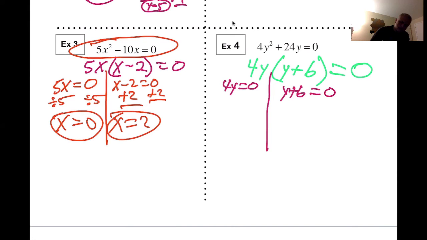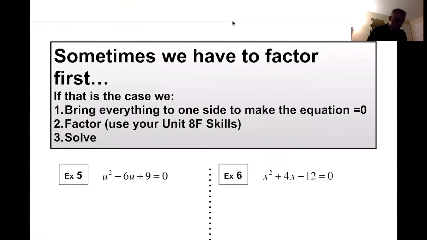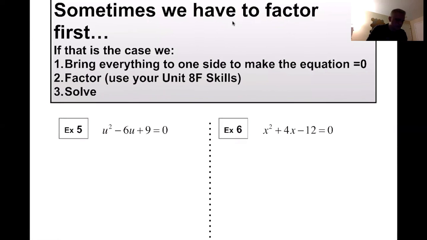Let's solve. Divide by 4. So 0 divided by 4 is 0. Subtract 6. 0 minus 6 is -6. My two solutions for example 4 are 0 and -6. Cool beans. So now we take 8f and we bring it into 8.